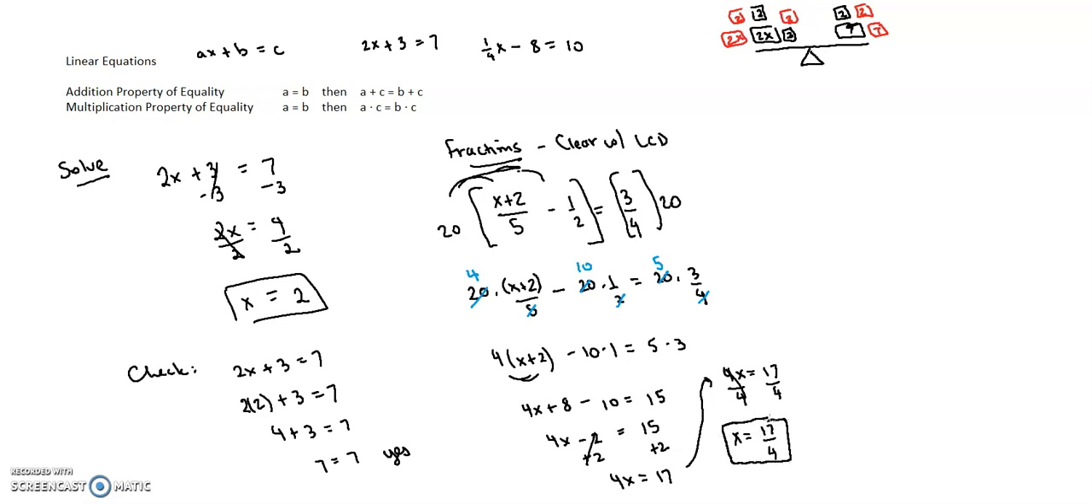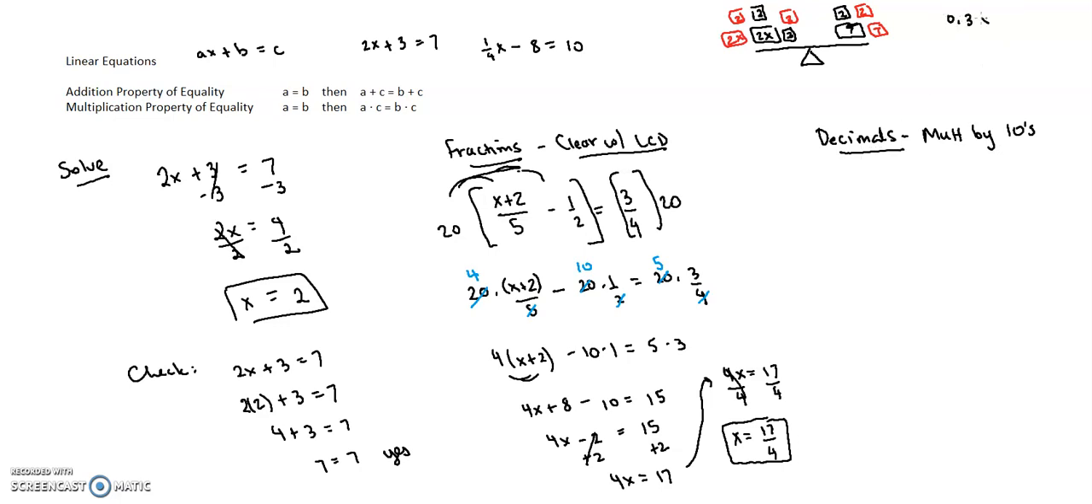Okay, so that's the idea with fractions. You're going to clear them out by multiplying by the LCD. Okay, that gets rid of all the fractions, makes life a whole lot easier. Decimals, same idea. We're going to clear it out by multiplying by powers of 10. Okay, powers of 10. So let me put up here in our little notes.